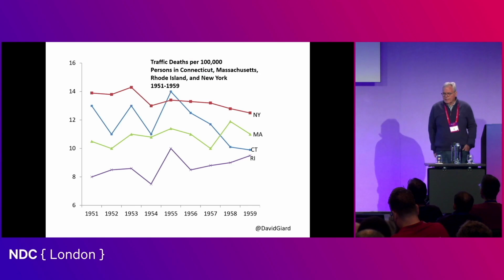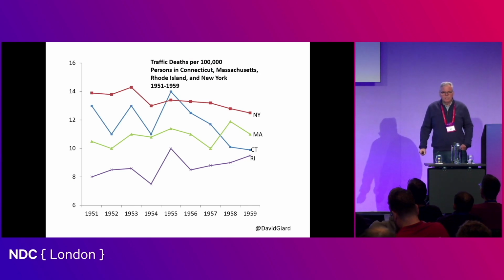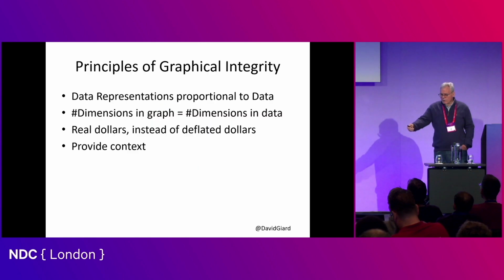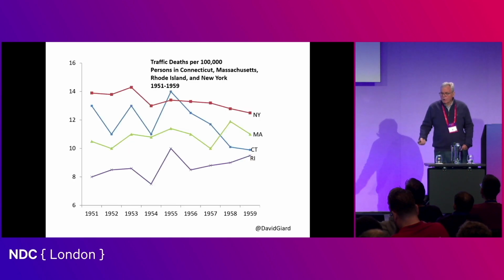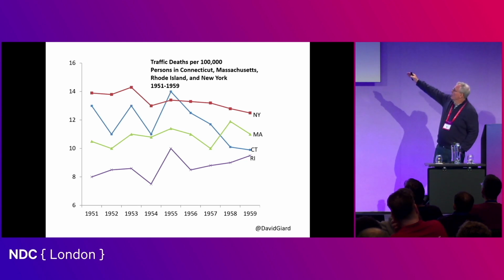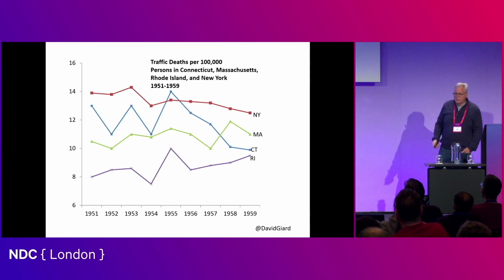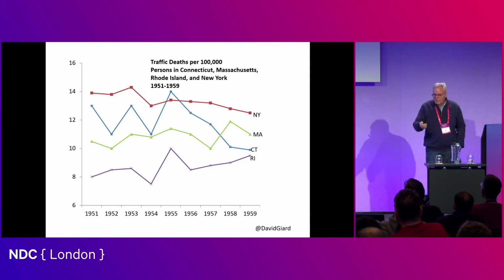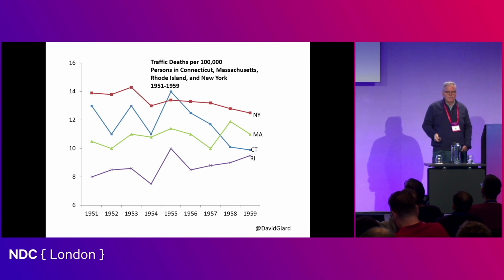Here's some even more context. These are the states that are contiguous with Connecticut, and those took longer to enforce speed limits. And you can see Connecticut, the blue line, is the only one that's trending downward after 1956. The other ones either went up or stayed about the same. So this context adds a lot more veracity to the argument that driving slower saves lives.